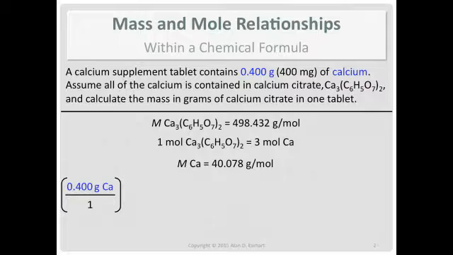We're given 0.400 grams of calcium. And note how I've written it. I didn't just write 0.400 grams and leave it at that. As soon as you go to a problem where you're going from, say, mass of one thing to mass of something else, you need to put more in your units. And so that's why I've written grams of calcium, because when I'm done, I need to make sure I have grams of calcium citrate.